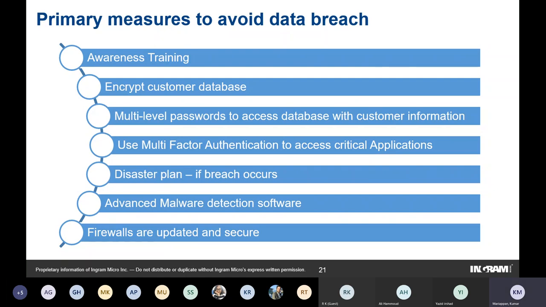Advanced malware detection software, advanced persistent threat detection software, and prevention software should be in use. And use the latest firewalls. Do not stick to the old ones. Use next-gen firewalls, which are much better than the traditional firewalls. Start using them.